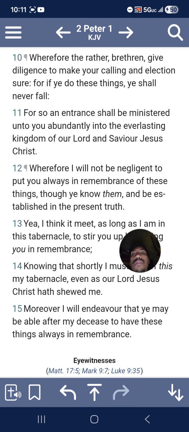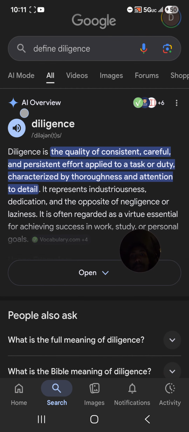So 2 Peter chapter 1 verse 10, it says, wherefore the rather, brethren, give diligence to make your calling and election sure, for if you do these things, ye shall never fail. So like I said, you can't go wrong with being diligent. Look at the word diligence. Diligence is the quality of constant, careful, and persistent effort applied to a task or duty. So we got to be consistent, we got to be careful, and we got to be persistent.